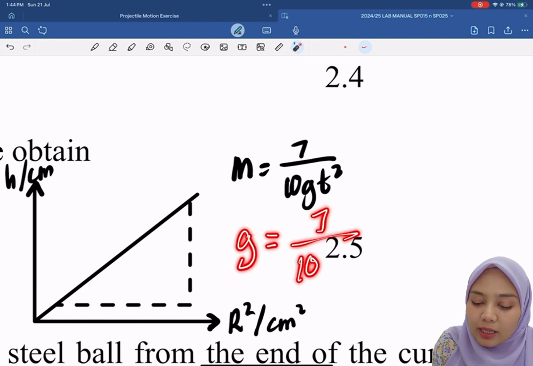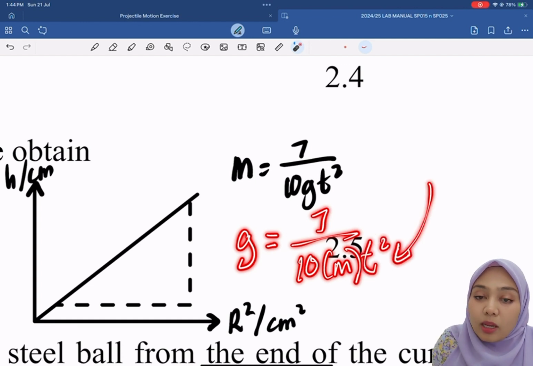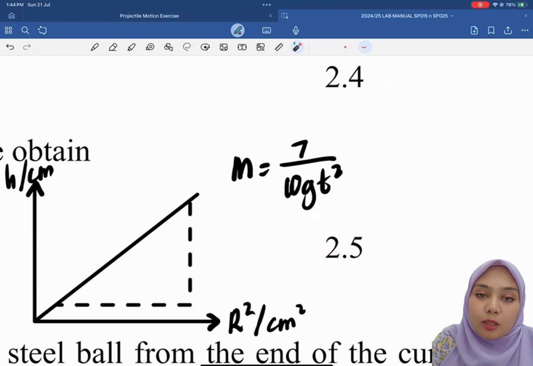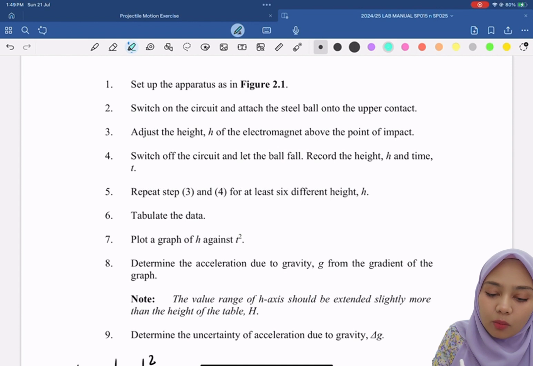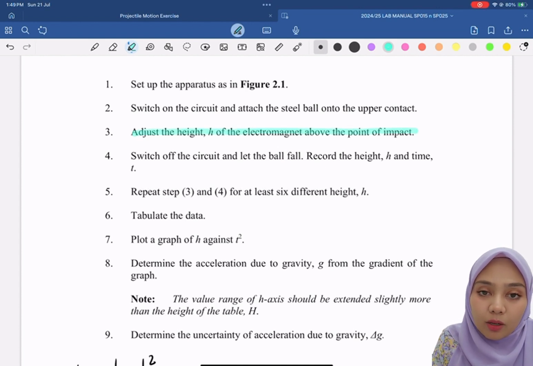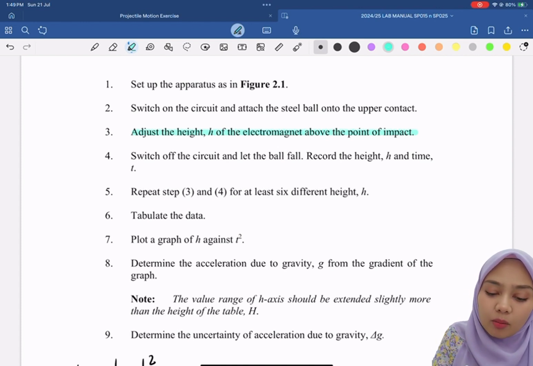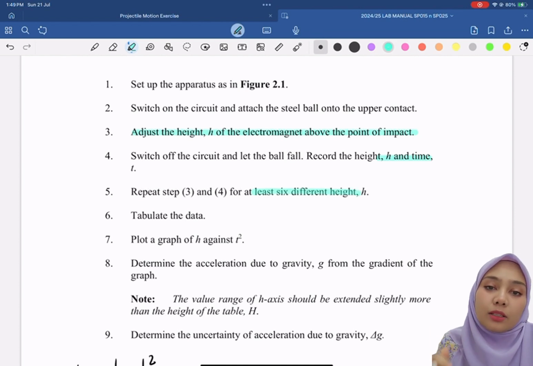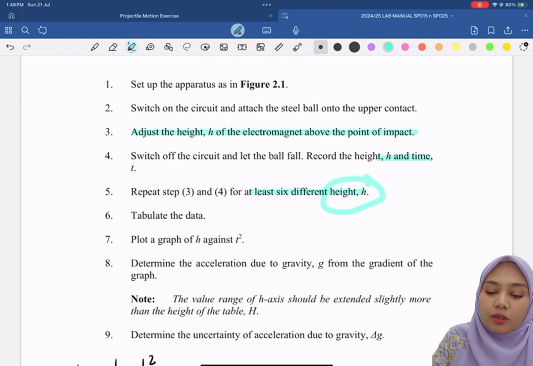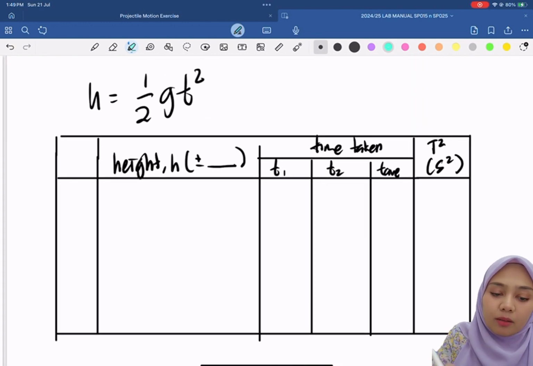So 7/10, the gradient times the t squared, which you can get from the graph of H against t squared in experiment A. For the free fall, first we have to adjust the height above the point of impact, which is the trap door, then switch on and set the timer. You just release the ball, and then repeat with different heights, with at least 6 different readings, which is 6 different H.